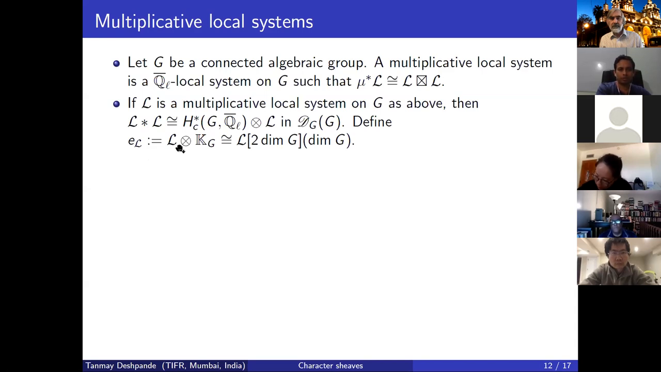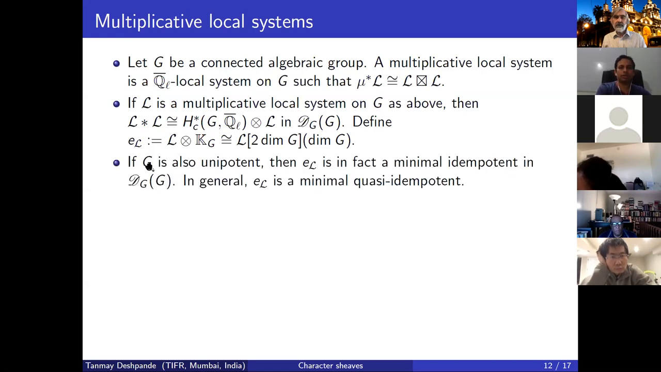What is more natural for me is, if we have a multiplicative local system, I tensor it with the dualizing sheaf on G. So basically I shift it by twice the dimension and I apply a Tate twist by the dimension of G. Once you do this, suppose G also happens to be unipotent, then E_L will in fact be a minimal idempotent. Whenever you have a multiplicative local system on a unipotent group, you get a minimal idempotent.